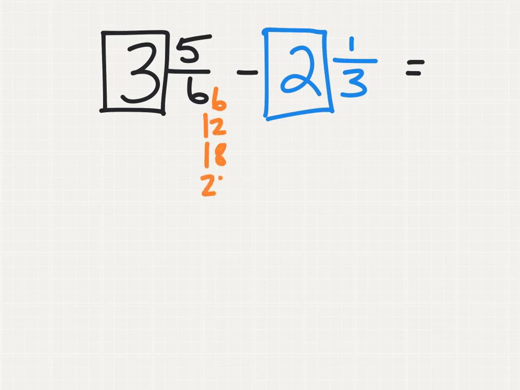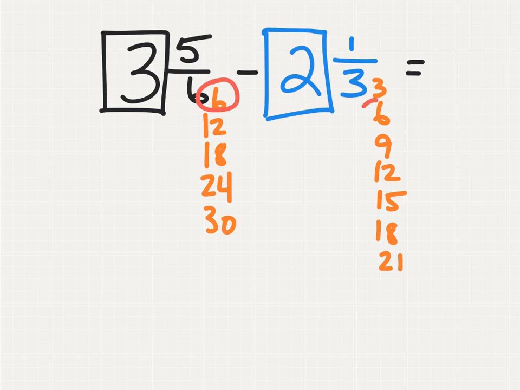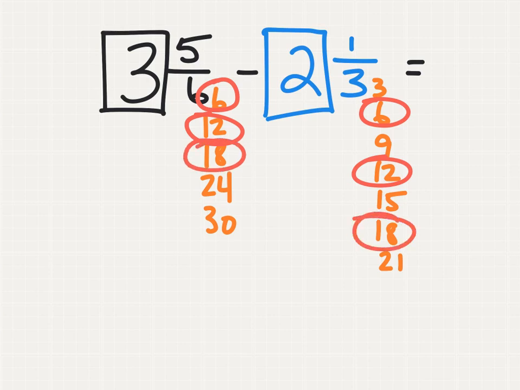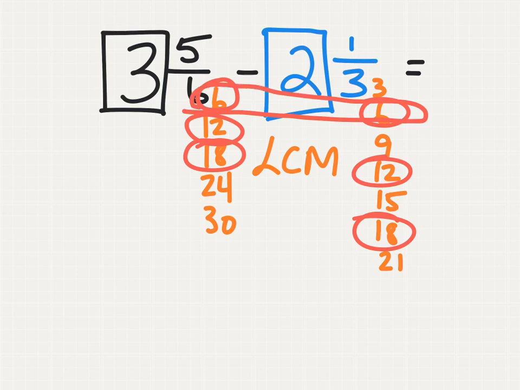6, 12, 18, 24, 30. 3, 6, 9, 12, 15, 18, 21. Now I can see already, 6 is on both lists, 12 is on both lists, 18 is on both lists. There are a lot of common multiples shared by 3 and 6. But if you remember, we're only looking for the least common multiple. We want the lowest number on both lists. So we're going to use 6.